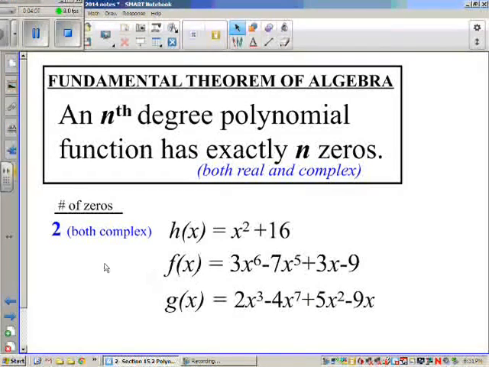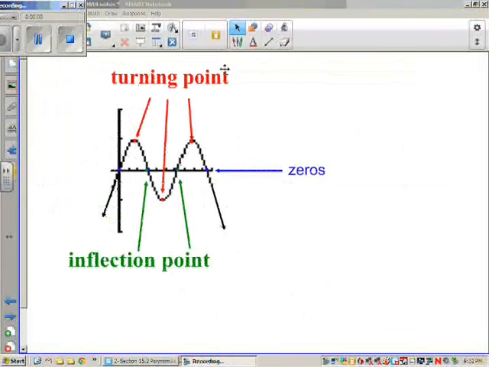But more commonly, if we look at this f of x, we see there are 6 zeros, because the highest degree is 6. And then likewise on this last one, the highest degree was 7. We'd expect 7 zeros. Some might be real, some might be complex or imaginary. And now we'll take a quick look at some terms that we use.